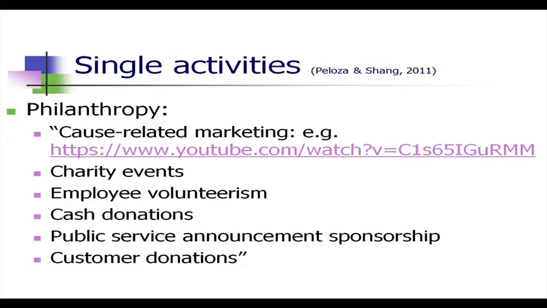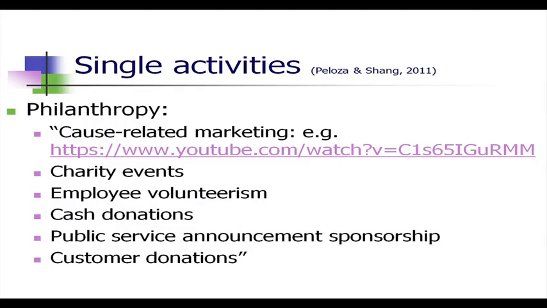So many organizations have days where they dedicate their employees towards building homes, repairing roads, going for different kinds of activities. The employees are paid by the organization, they are paid their regular salaries, but they go out into the community and help the community. That is employee volunteerism, and that could happen on one specific day in a year, or that could happen on a regular basis. An organization has different ways of doing this.